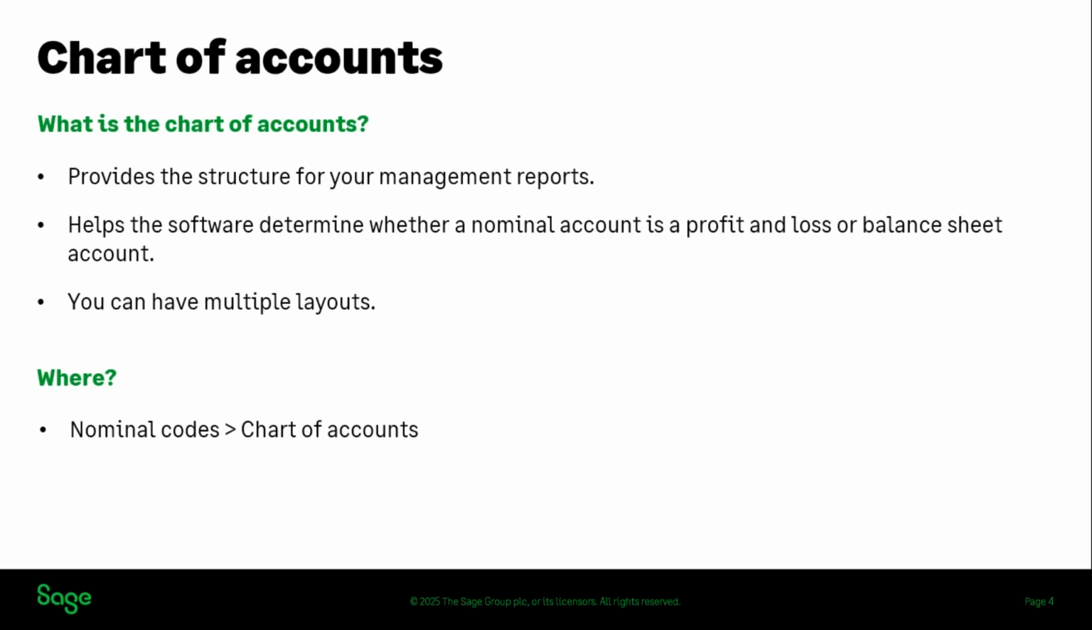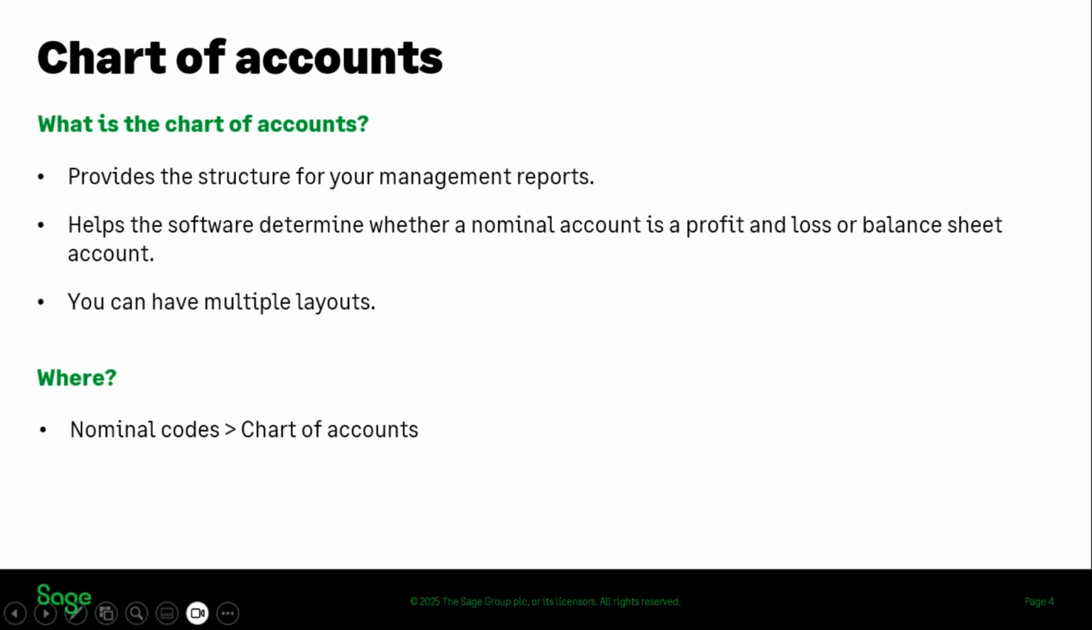So whether or not you go into a huge amount of detail or whether those reports are more high level. The key thing you're going to learn from today is you can have multiple layouts. You might want a bit of both. You might want a profit and loss that's very high level. You might want a more detailed profit and loss or balance sheet report. And they can be achieved using the chart of accounts, which we'll show you today. Okay, so where do you find it? We find it in the nominal codes module. So that's where we're going to be in today.